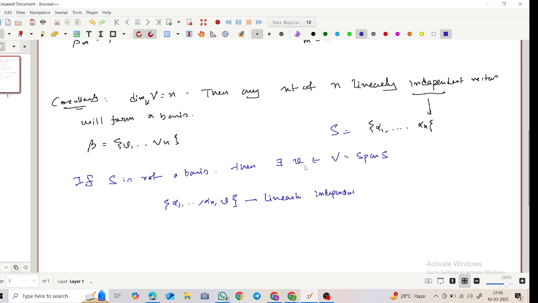So you continue to do this process. Okay, let's call it W1. So you continue to do this process until it terminates. It will terminate because it is a finite dimensional vector space. Okay.